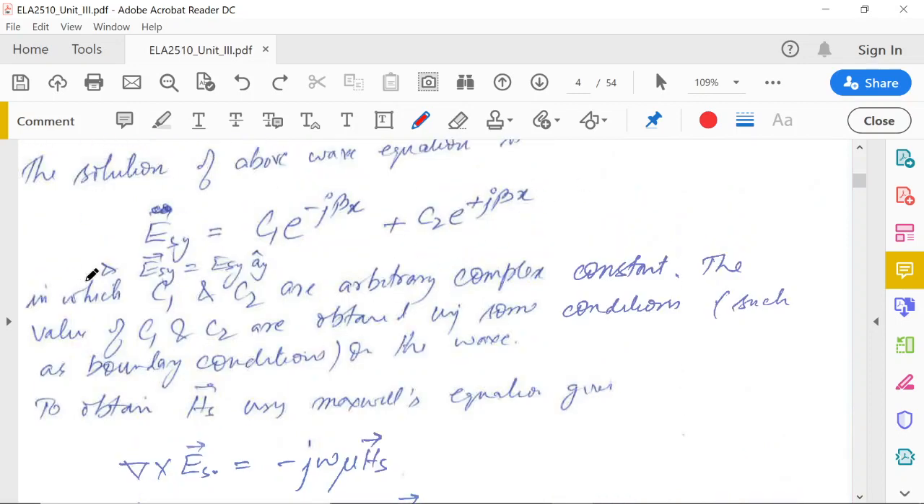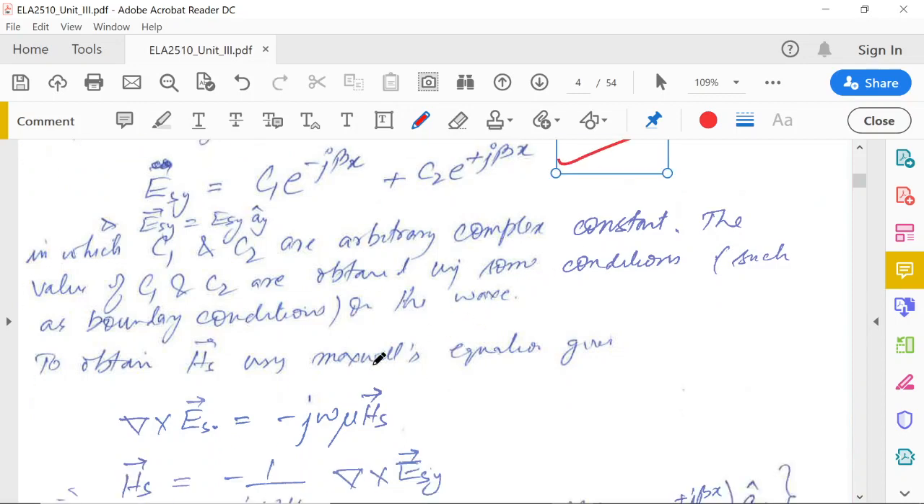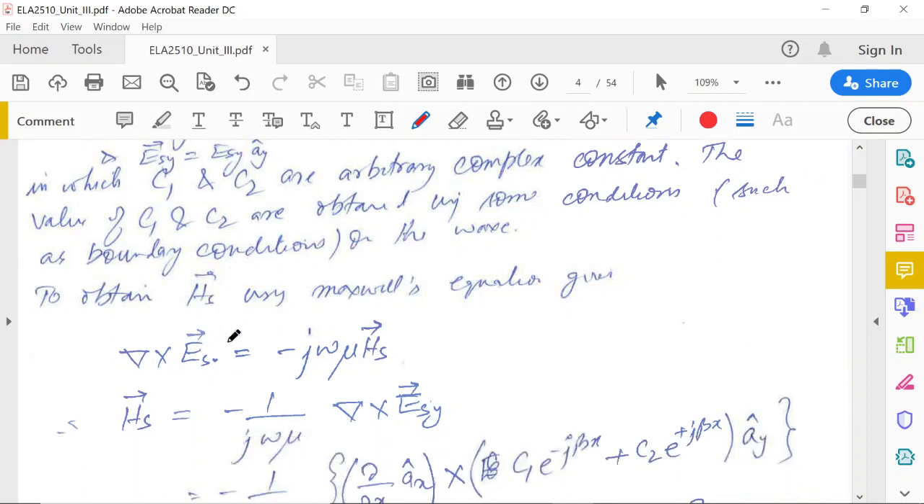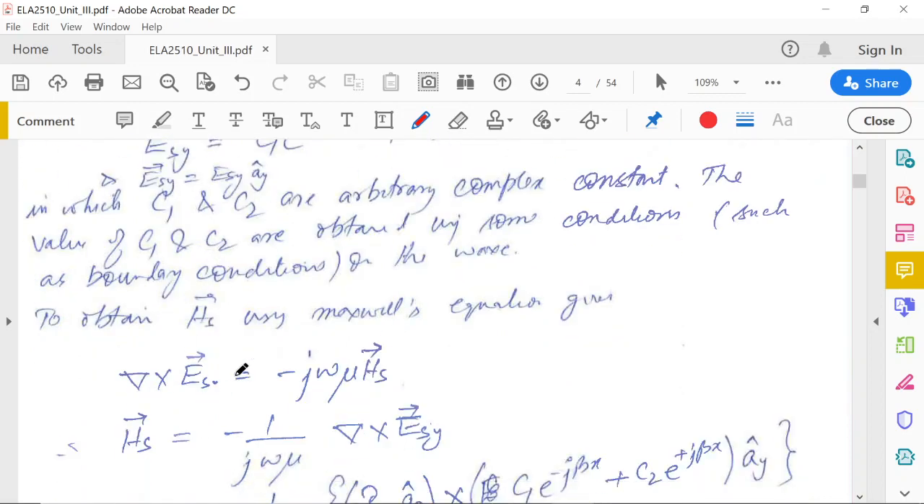So we have obtained the solution of the wave equation with respect to E. So we got the equation of E, the electric field, it will be like this. Now we can also obtain the H here, because E and H are dependent using Maxwell's equation. So once you know the E, you can find the H using Maxwell's equation. So you know E, now you can find the Hs.